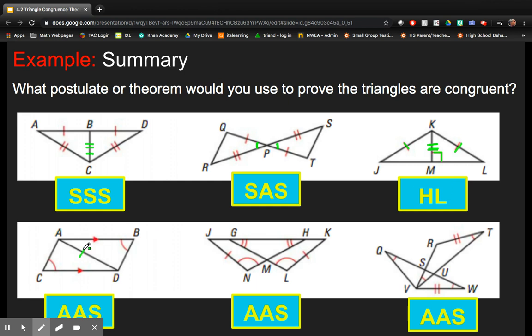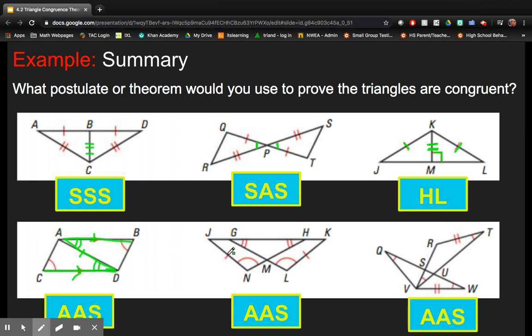Mark the side that they have in common. Notice here that you've got parallel sides, so you're looking for the Z right here. And you know that inside of that Z has to be congruent because of alternate interior angles. So that's angle, angle, side.